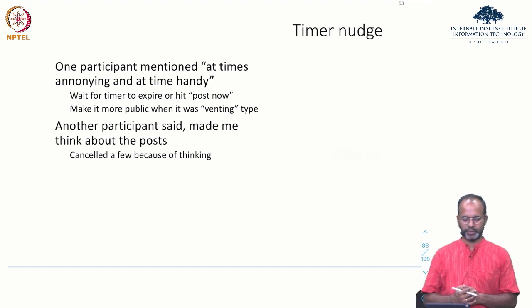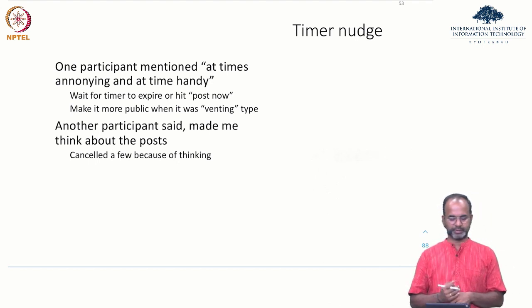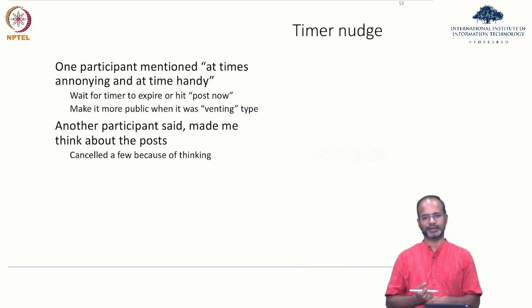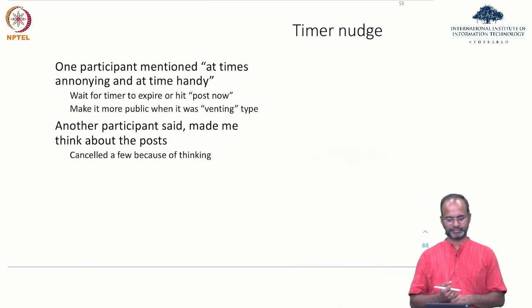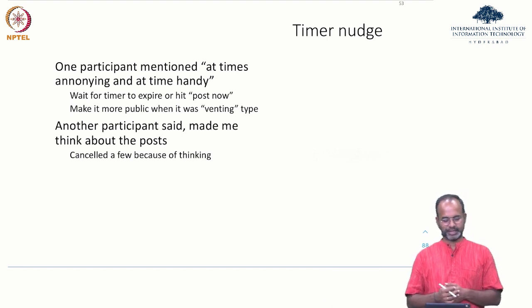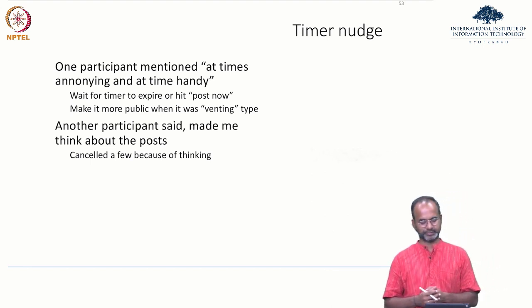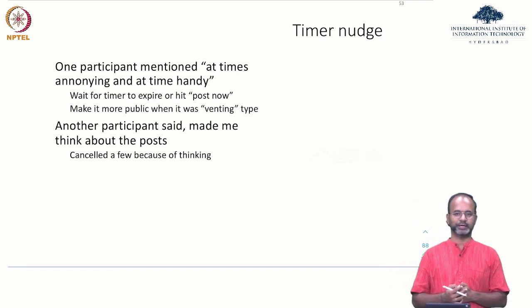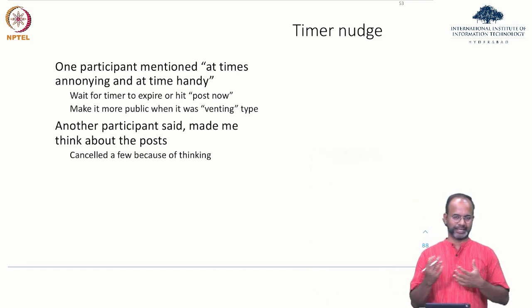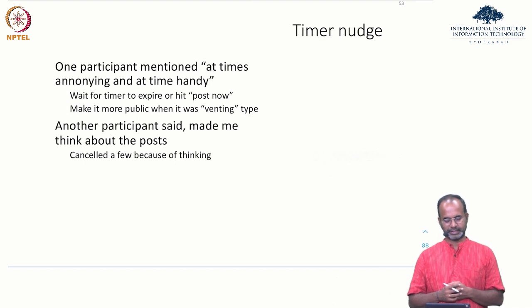Timer nudge. One participant mentioned it was at times annoying and at times handy, right? So definitely, you have to wait for 10 seconds, and in case you want to do the post immediately, you have to click again on that post now button. Wait for the timer to expire or hit post now. Make it more public when it was venting type. So it's kind of, again, user behavior change.